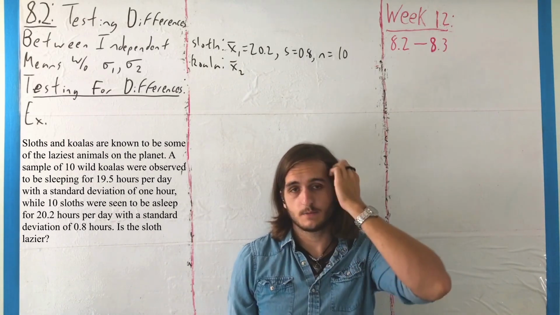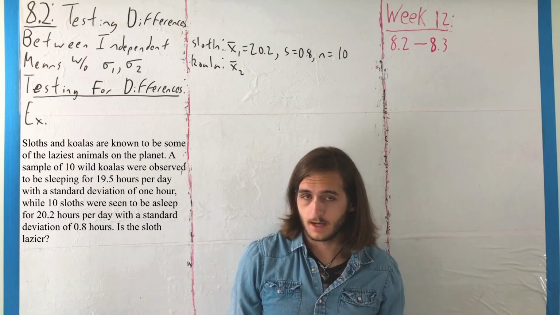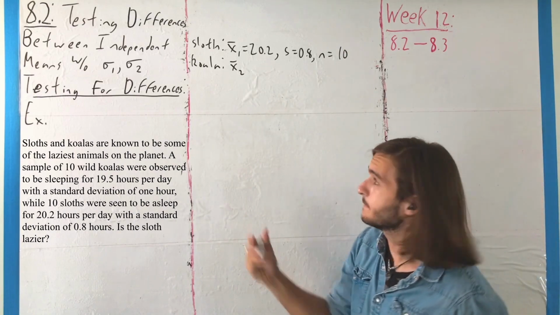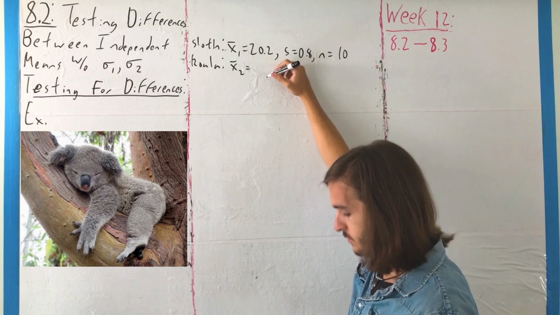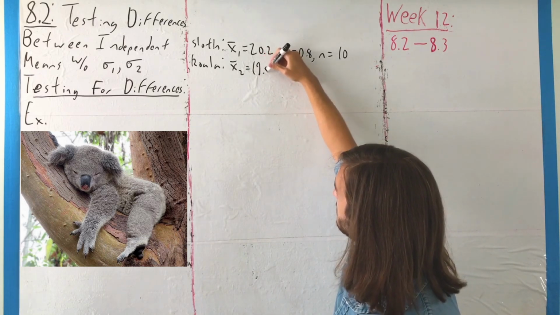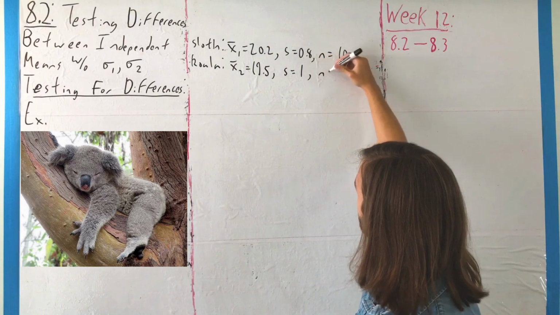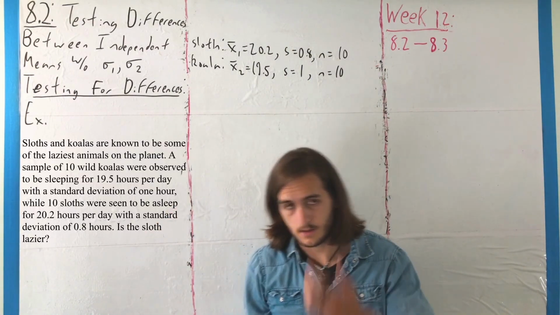We're not given anything about these populations except to maybe see whether one's got a bigger mean than the other. So we're going to try to eventually get to that, but this is all we have to work with. Then for the koalas, well, we had that mean of 19.5 hours with a standard deviation of 1 hour and another sample of 10, where again this is 10 koalas rather than 10 sloths.